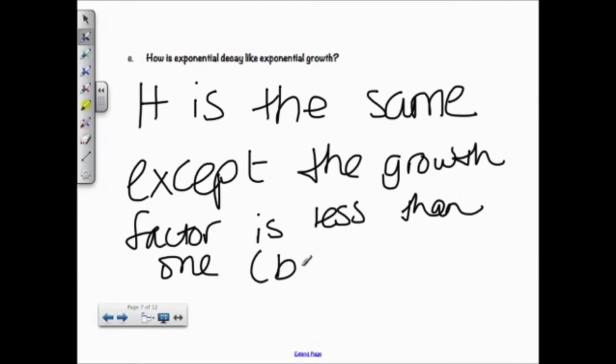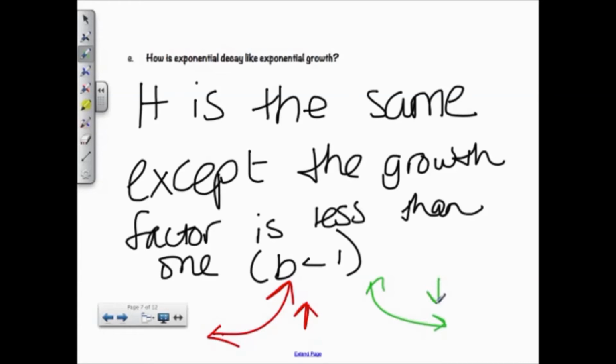So B would be less than 1. And remember, if it looks like this, let me draw that a little bit better. If it looks like this, it is exponential growth. And if it looks like this, it is exponential decay.